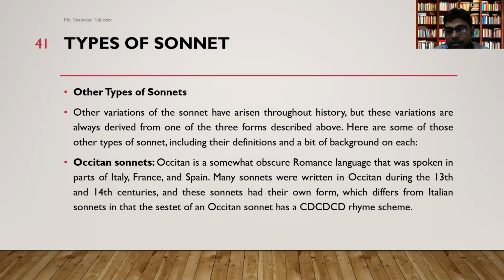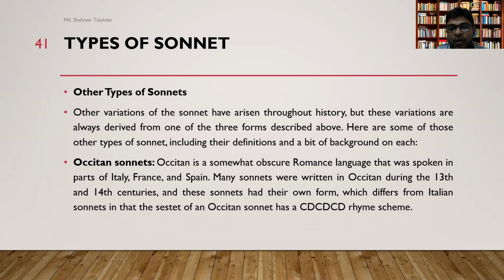Okay. Now, there is another sonnet, you see, Occitan sonnets. Occitan is a somewhat obscure Romance language that was spoken in parts of Italy, France, and Spain. So it's a different kind of language. It's spoken especially in that part of the world, that is Italy, France, and Spain.